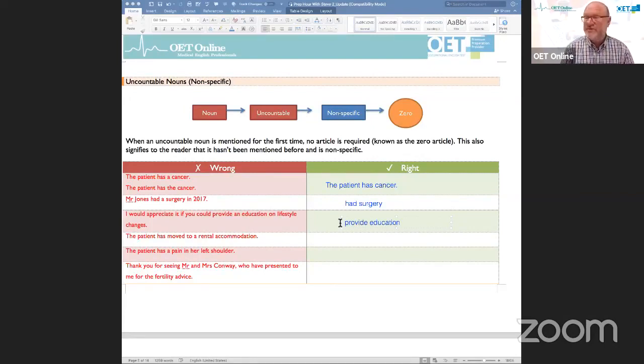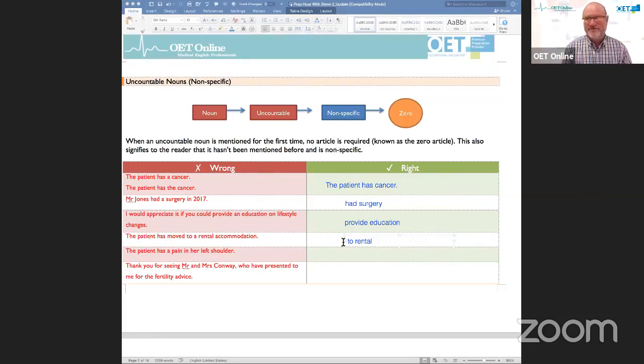Patient has moved to a rental accommodation. That's an interesting one. Accommodation is an uncountable noun. So that means he's moved to, we're going to drop it. And you might say, but I want to use an article, it's a type of accommodation. It's not an owned accommodation or it's not a new accommodation. It's a rental accommodation.